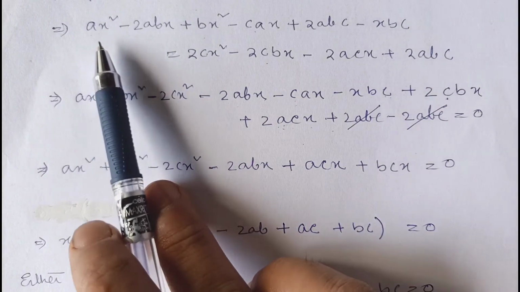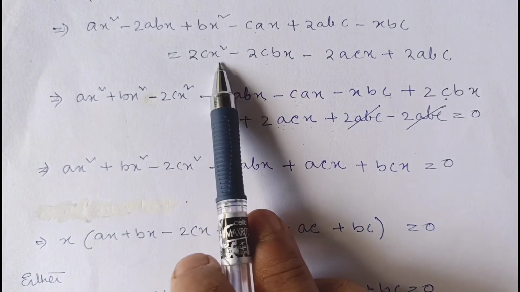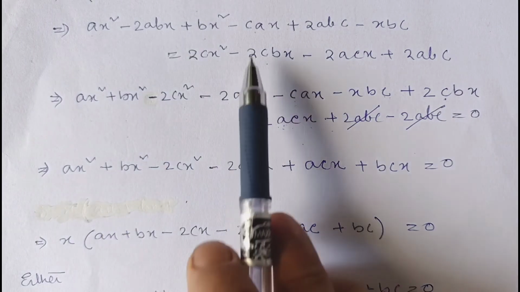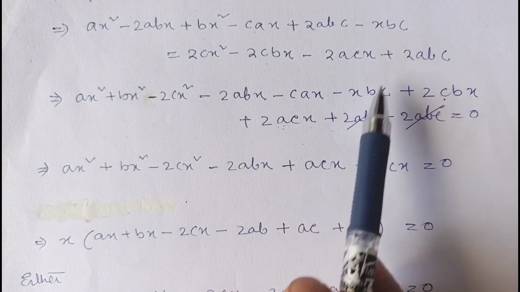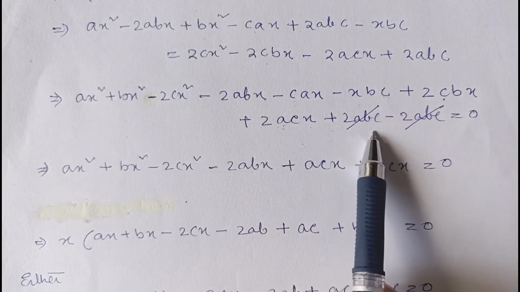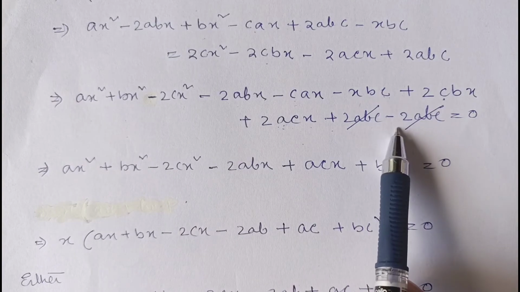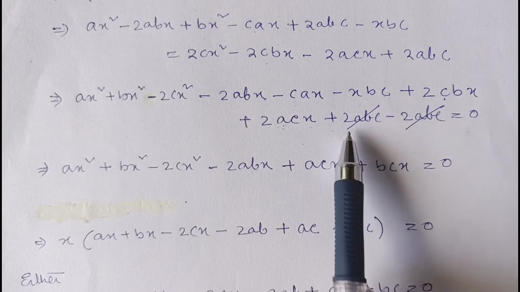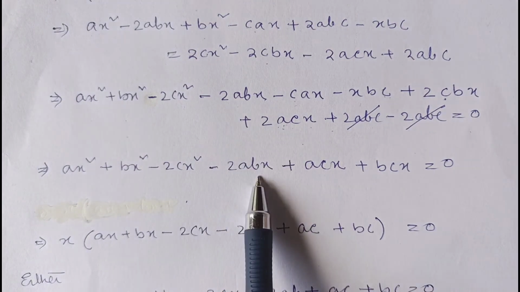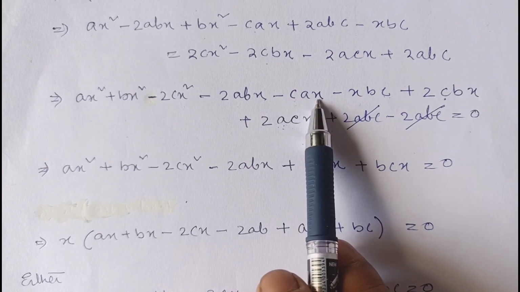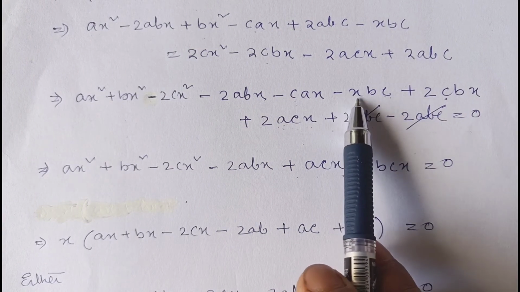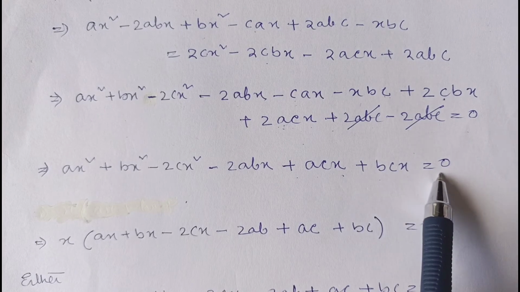First we are writing the square terms, so it will be ax square plus bx square minus 2cx square. Next we will write the x terms, so it will be minus twice abx minus cax minus xbc plus twice cbx plus twice acx plus twice abc, and plus twice abc, if I transfer, it will become minus twice abc equals 0. These two can be cancelled, so it will be ax square plus bx square minus 2cx square minus twice abx plus twice acx minus acx. If I subtract, then I am going to get plus acx. Similarly, twice cbx minus xbc will give only bcx equals 0.